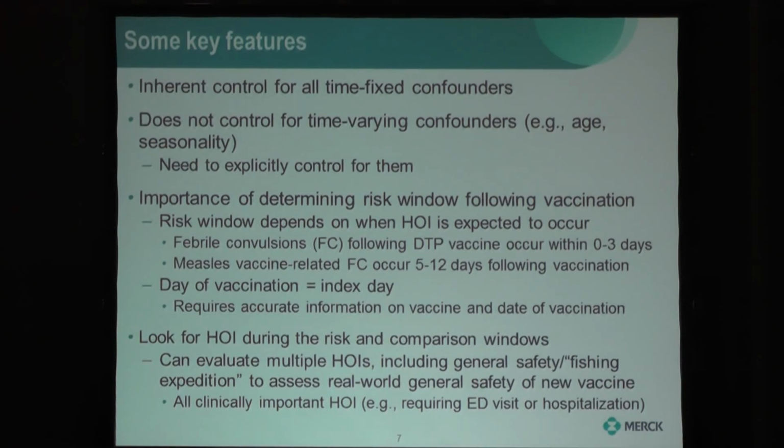You can even do what we call a fishing expedition or general safety study, which is done relatively commonly after a new vaccine is licensed and put on the market, to have real-world safety data and detect rare events that may not have been detected during clinical trials. So you could look at all the events, for example, that result in hospitalization or ED visit, if you wanted, and compare their occurrence in the risk window versus the comparison window. That's also a nice way of doing general safety. So self-control, again, can be used for that.